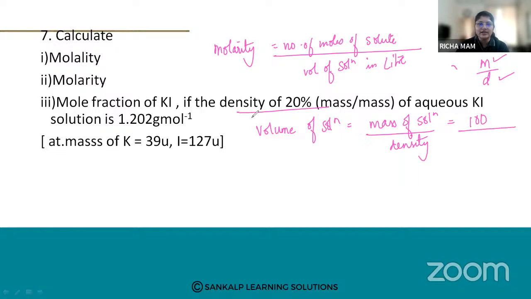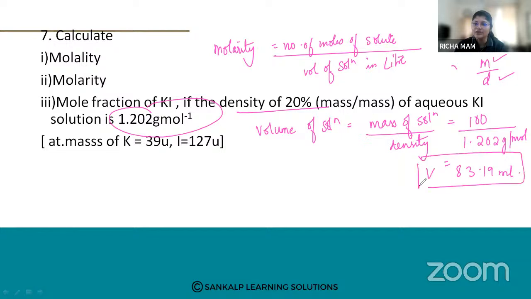What is the density? Density of the solution is 1.202 gram per ml. So calculate 100 divided by 1.202. It comes to 83.19 ml. So this is the volume. Now we have to convert it into liters. It will be 83.19 into 10 raised to minus 3 liter. Just multiply it by 10 raised to minus 3.